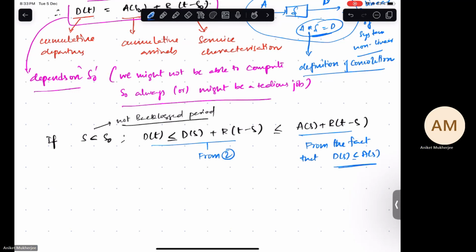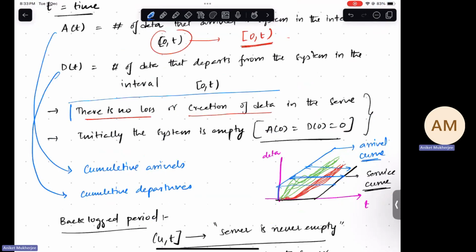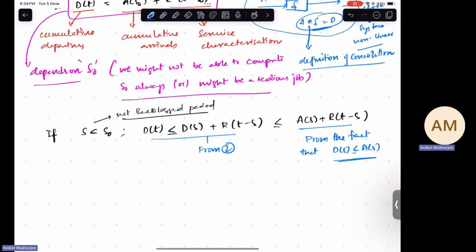Now, this directly comes from the assumption that there is no loss or creation of data in the server. You can't create new data and send. So you always have to wait for data to arrive to send. So the number of departures would at most be the number of arrivals. You can't have more departures than the number of bits that have arrived, right? So this is from the fact that D(s) is less than A(s), which comes from the implication: no loss and the server does not create data.